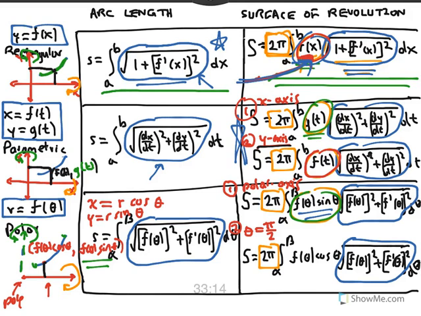And if you have revolution about the line theta is equal to pi over 2, we of course have f of theta times cosine theta, because that would be the x coordinate of the point, and that would tell us the distance the point on the curve is from the y-axis, or the radial line theta is equal to pi over 2. So that should help you see how all of this is connected.